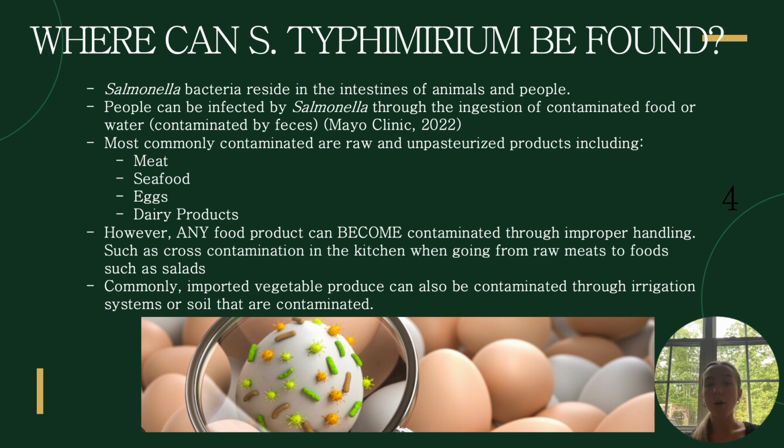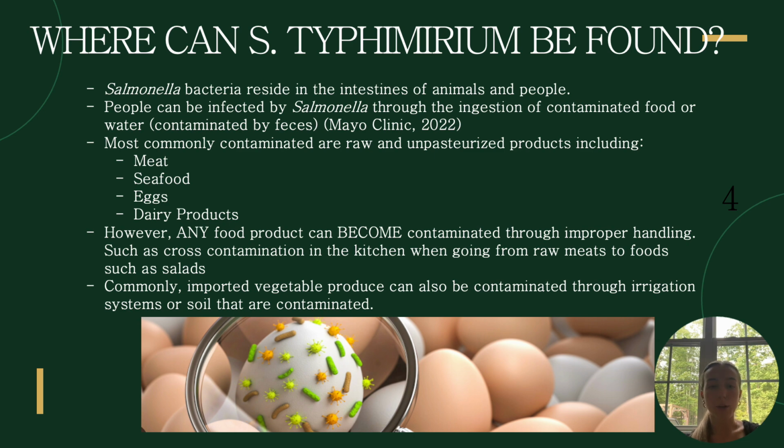Most commonly contaminated are raw and unpasteurized products such as meat, seafood, eggs, dairy products, but anything can become contaminated by Salmonella through improper handling or not washing your hands after using the restroom. One of the most common ways that Salmonella contaminates foods in the food industry is cross-contamination in the kitchen. So when you're going from raw meats to foods such as salads that are not going to be cooked, or using the same utensils from one thing to the other, or not washing your hands in between touching different foods.